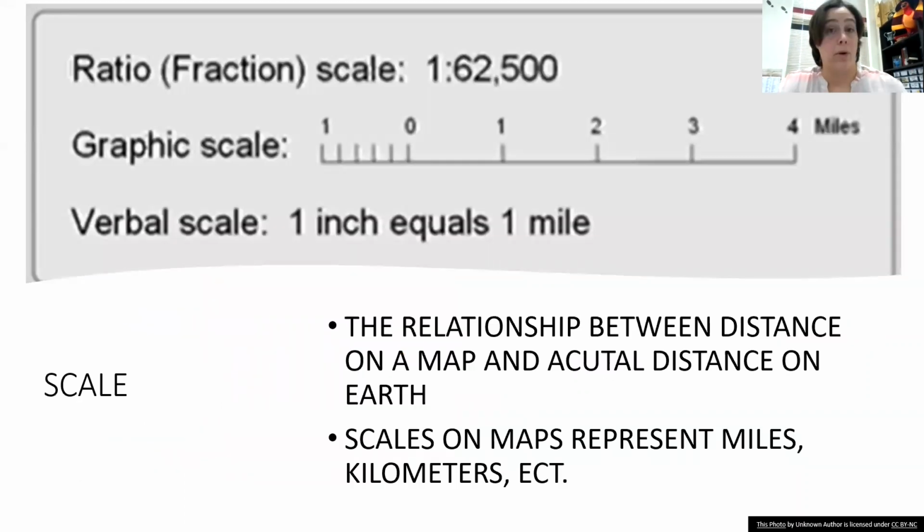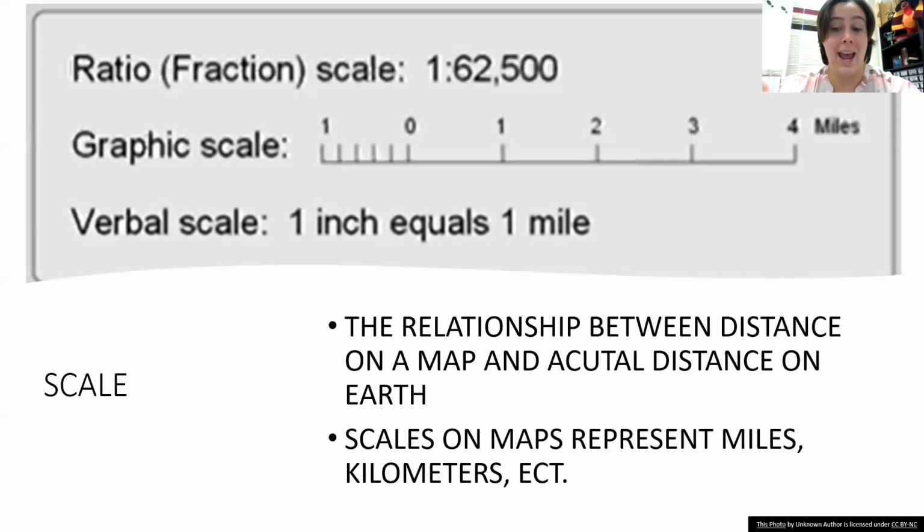All right, this is a very important one. The second thing you need to know about maps is the scale. The scale is the relationship between distance on a map and the actual distance on Earth. So the visual that you have in front of you, all maps have this scale that you can measure with a ruler. But can you really measure miles with a ruler? No, that wouldn't make any sense.